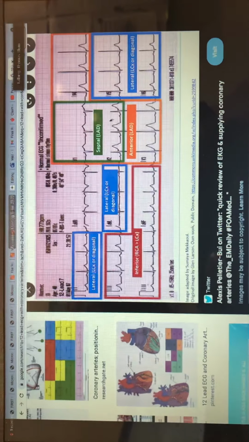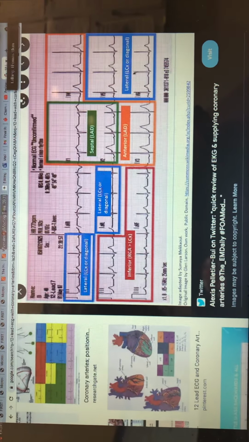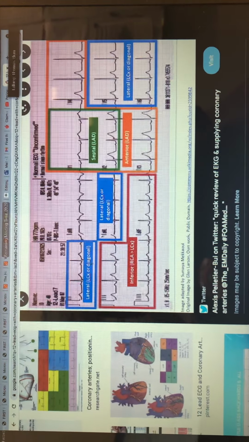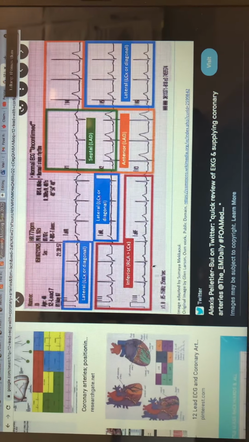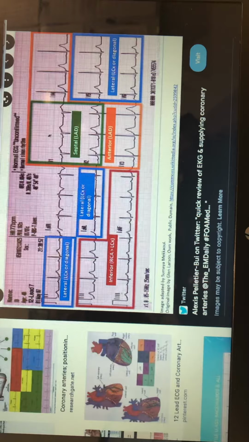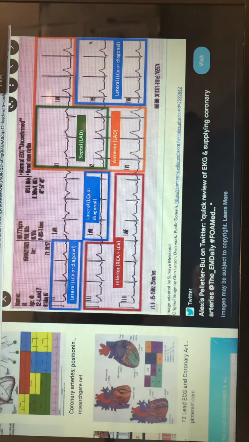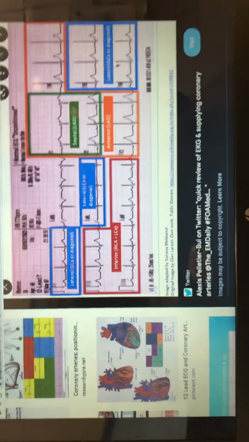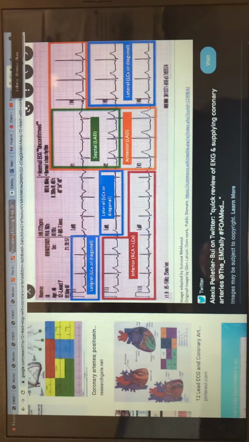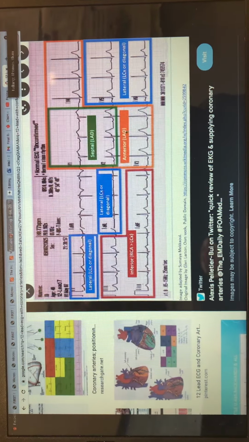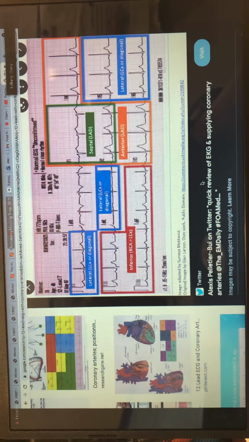So we've got reciprocal views here, and we've got reciprocal views here, okay? So if I'm seeing ischemia injury here, I'm going to look for reciprocal changes here. If I see ischemia injury here, I'm going to look for reciprocal changes here. Is everybody tracking, following along? Now, if I've got ischemia injury here, where is my reciprocal view, guys? Posterior wall. You nailed it.